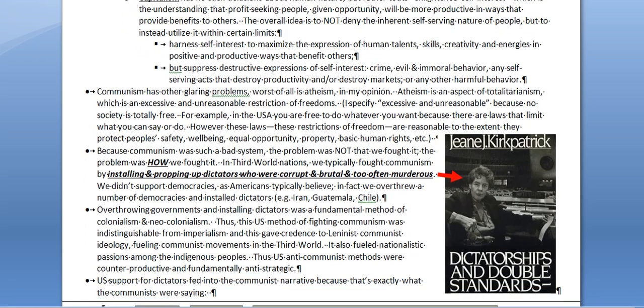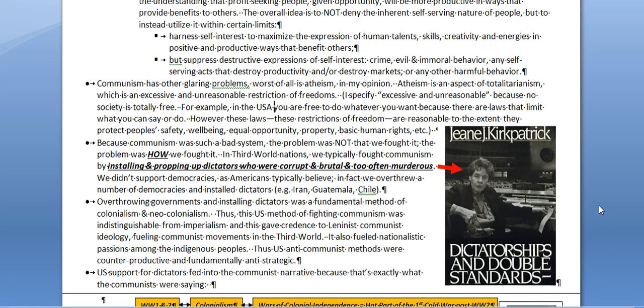I can't stand this chick. She wrote a book called Dictatorships and Double Standards, stating, "Oh, it's okay that we install and prop up these dictators because dictators are better than totalitarian systems. They're both bad, right?" She said, "Dictatorships have a better chance of becoming democracies than totalitarian systems." Bullshit.